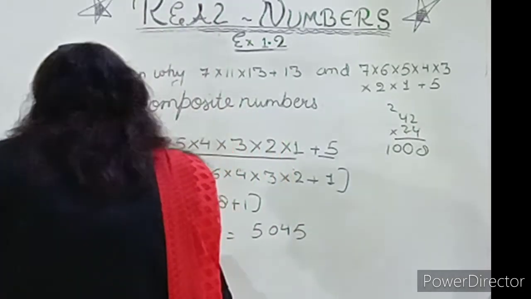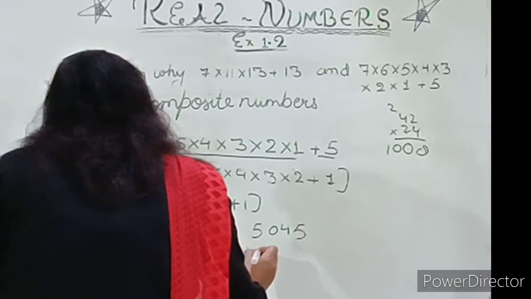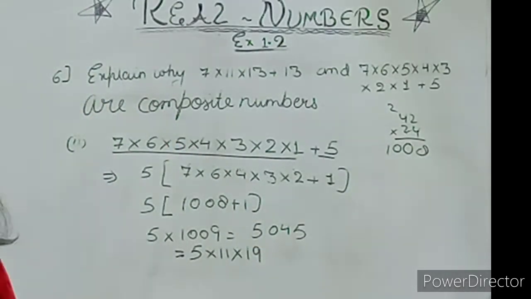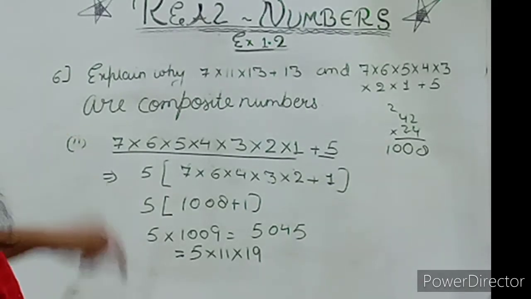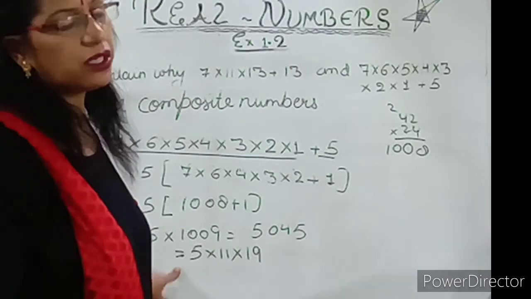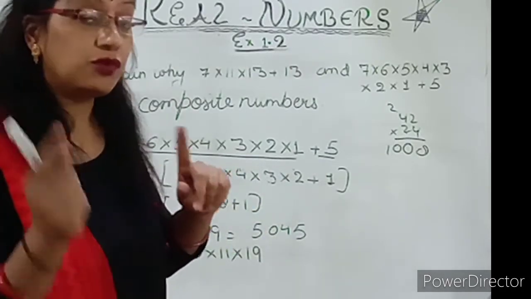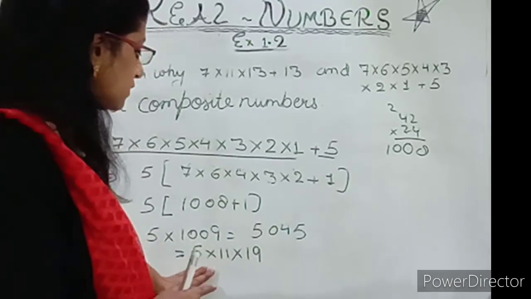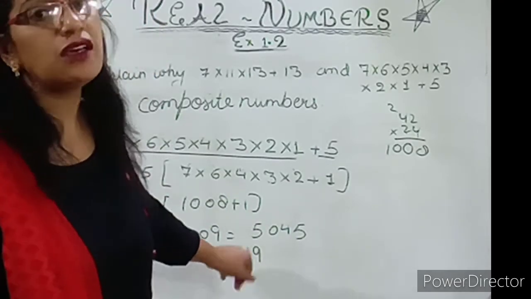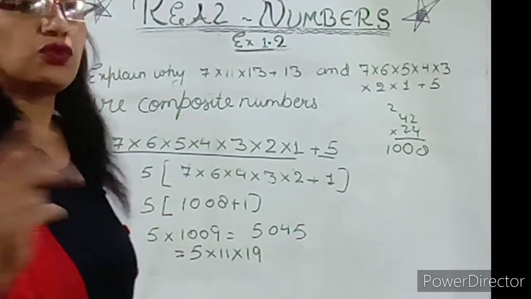Then if you do the factors of this, it will come 5 into 11 into 19. So if you solve it, you will get the factors of this. Same way you will write here as you have done in the previous one, but you have to solve yourself. I told you the method. At the last, you will write, as it has more than 2 prime factors, therefore it is a composite number. Okay, let us do the 7th question now.